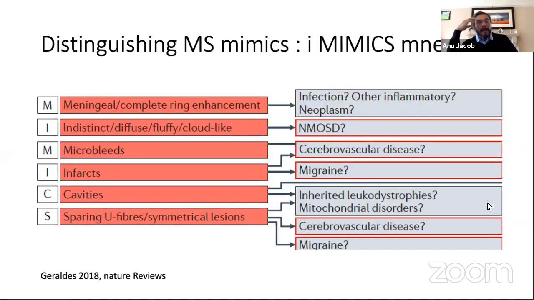When thinking about MS mimics, when you see a scan and wonder whether it is MS or something else, this mnemonic by the MAGNIMS group can be helpful. It's called iMIMIC, imaging mimics of MS. M stands for meningeal or complete ring enhancement, which should make you think about other conditions. None of this is absolute, but still think of other possibilities. Indistinct borders, fluffy, cloud-like appearances, microbleeds, infarcts, cavities, U-fiber sparing, and symmetrical lesions. Think of leukodystrophies.